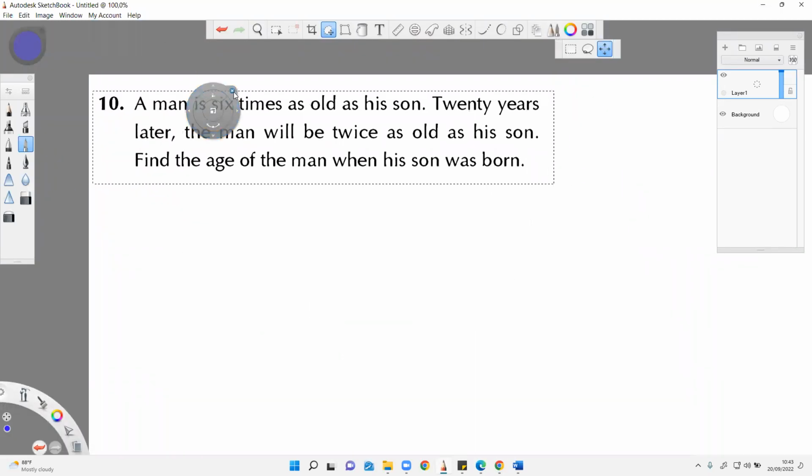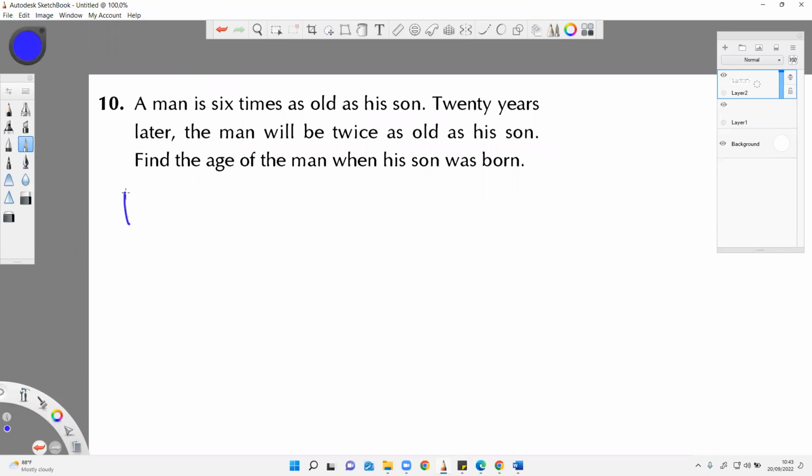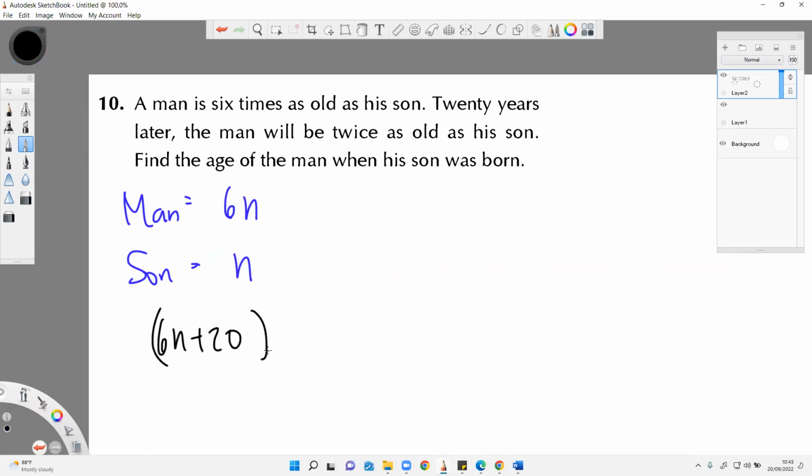Okay. A man is 6 times as old as his son. So we have man and son. Which is the easiest way to use N, for the man or for the son? Why? Yeah, 6 times N, right? If you put man as N, very hard. Son as N over 6, waste of time. You do the fraction. Try to avoid that kind of fraction. Okay, 20 years later, so 6N plus 20, right?